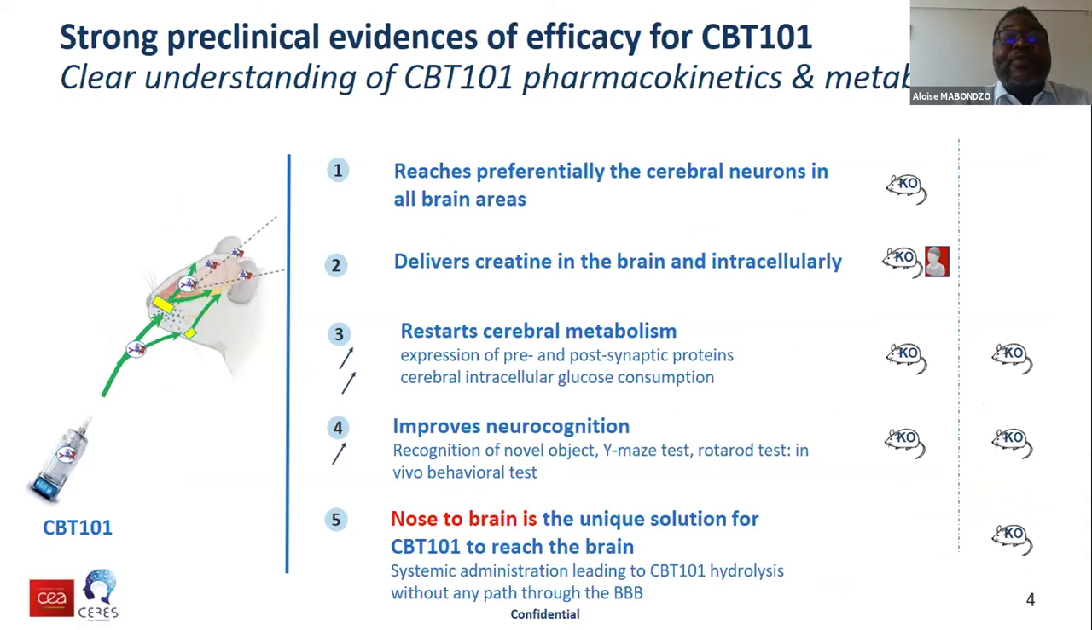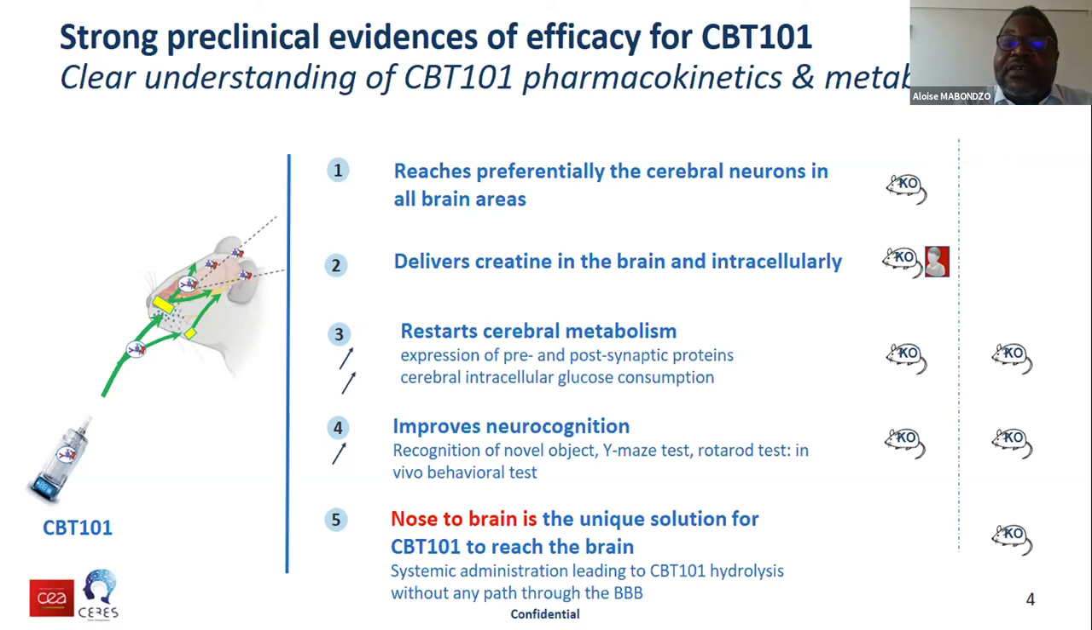As you probably know, we have strong preclinical evidence of efficacy for CBT-101 using human cells from CTD patients and two knockout mouse models from Matthew Skelton and Laura Baroncelli's groups. Those two knockout mouse models recapitulate clinical features of human CTD. So we have demonstrated that CBT-101 targets preferentially the cerebral neurons in all brain areas. We also demonstrated that CBT-101 delivers creatine in the brain and intracellularly.